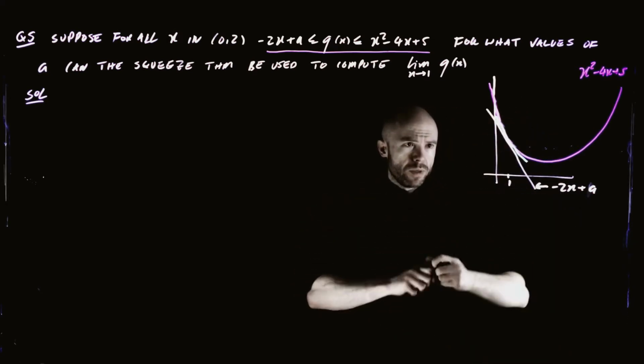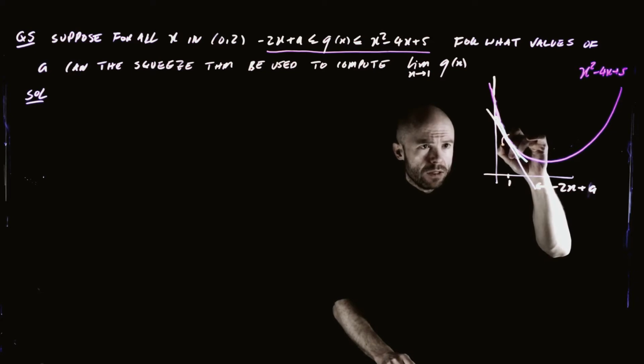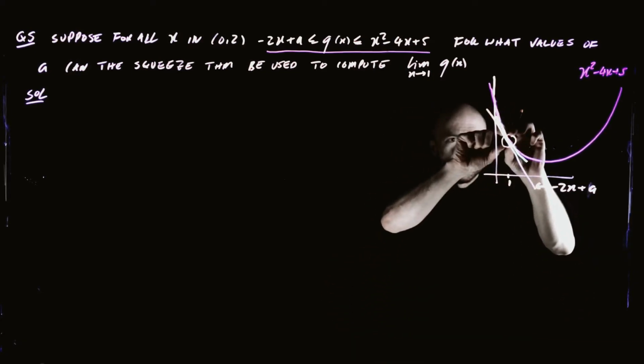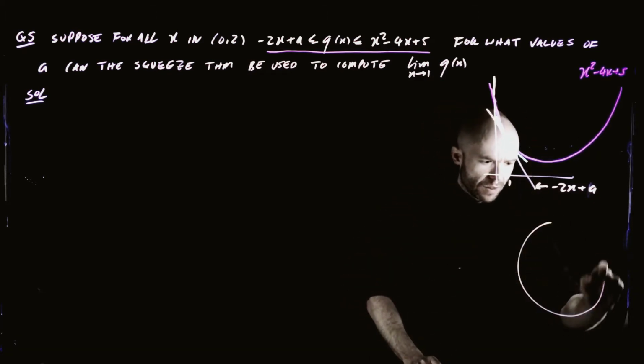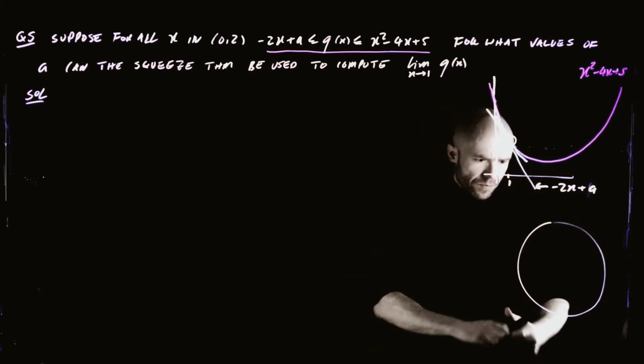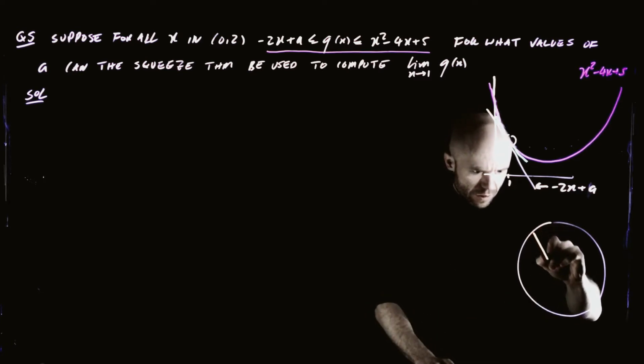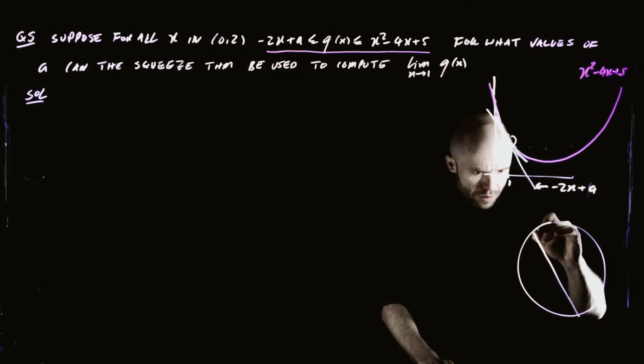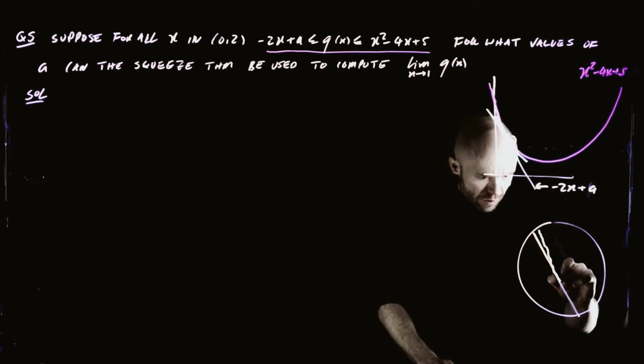So if we blow up this picture right here, imagine a magnifying glass taking this picture and blowing it up to something of size like this. Then what we see is this linear function like this, and then g is doing whatever, something.